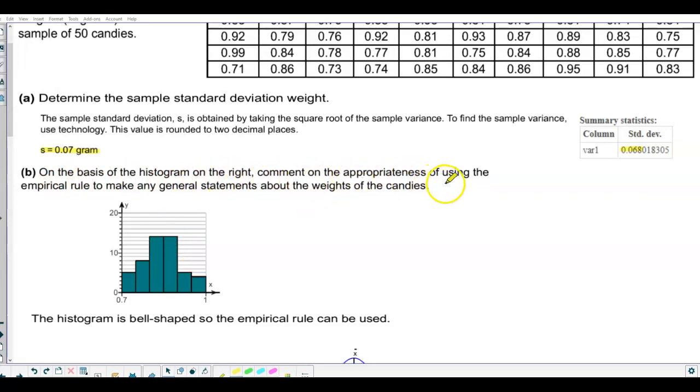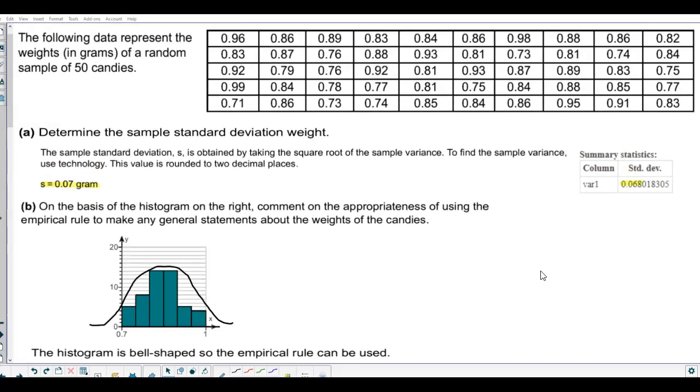Now in Part B, it says: on the basis of the histogram on the right, comment on the appropriateness of using the empirical rule to make any general statements about the weights of the candies. When you look at this histogram, we want to determine whether it forms a bell-shaped situation. If we draw a bell shape around the histogram, you can see that it does form a symmetrical bell shape. So the histogram is bell-shaped, so we can use the empirical rule.